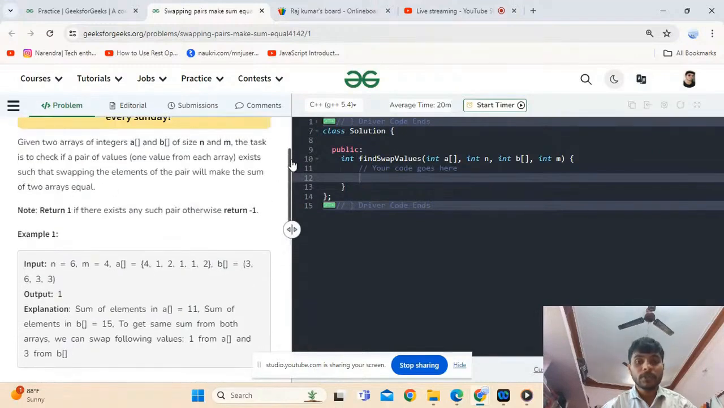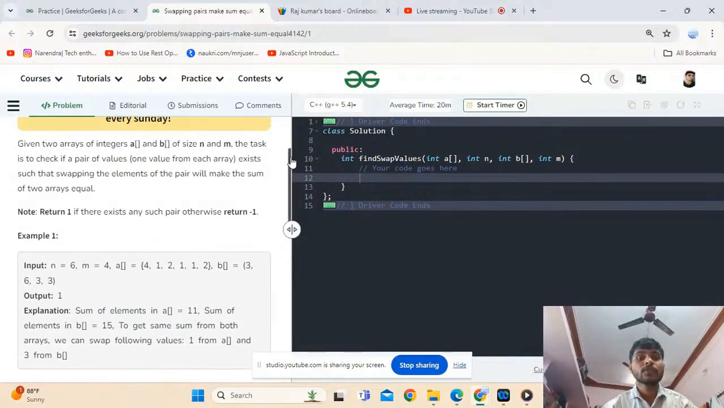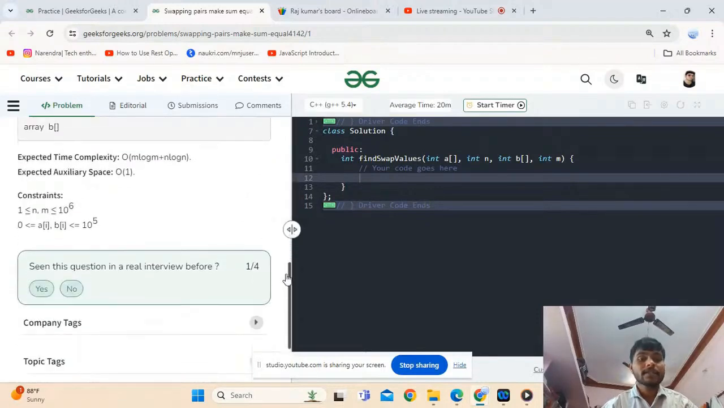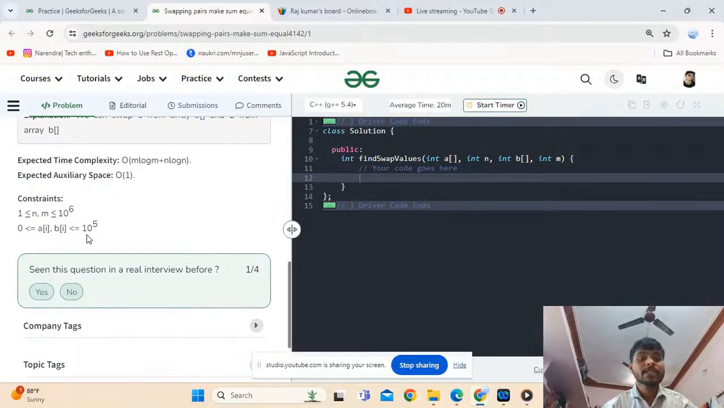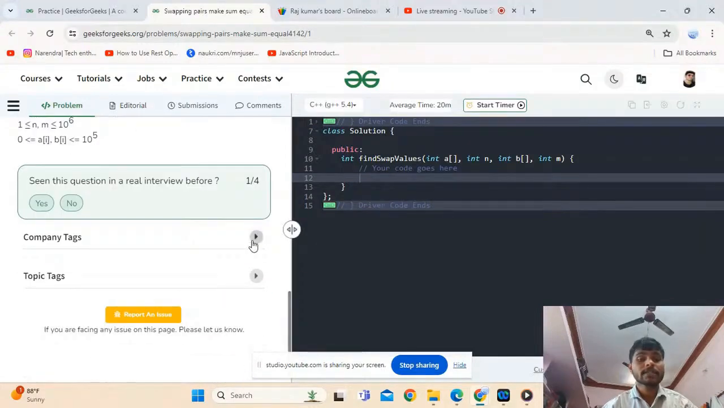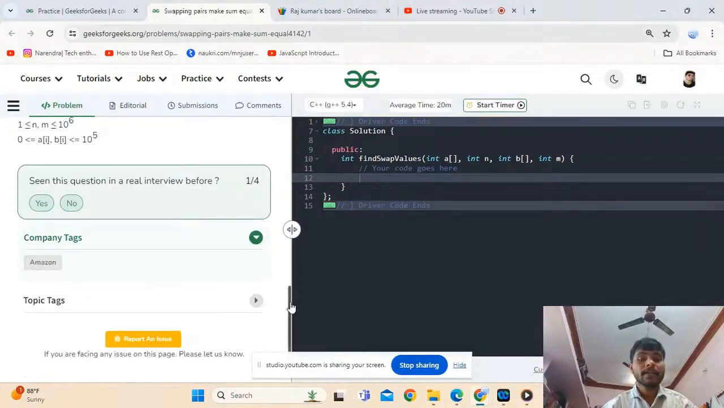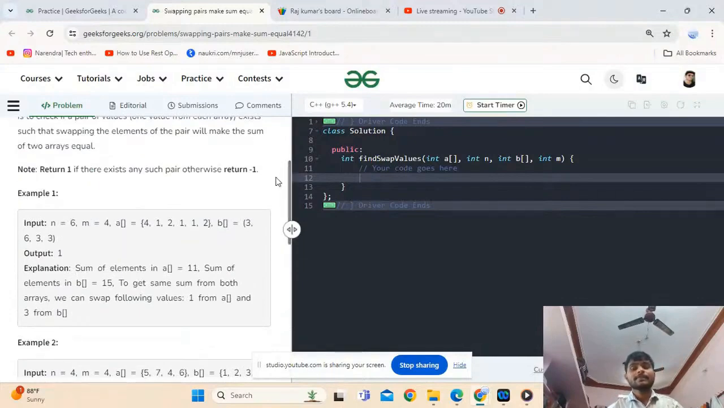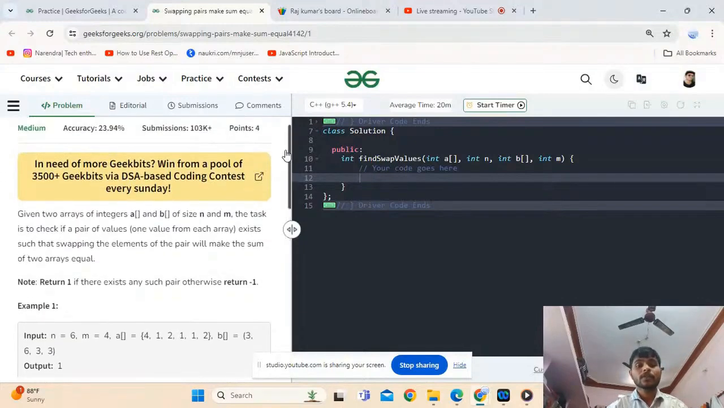Guys, read this question and try it on your own first before watching the solution, so you will understand better and your logical thinking will increase. Here the constraints are up to 10 power 6, and the a of i, b of i values are up to 10 power 5. This question was asked in Amazon. Okay guys, we are going to the solution now.